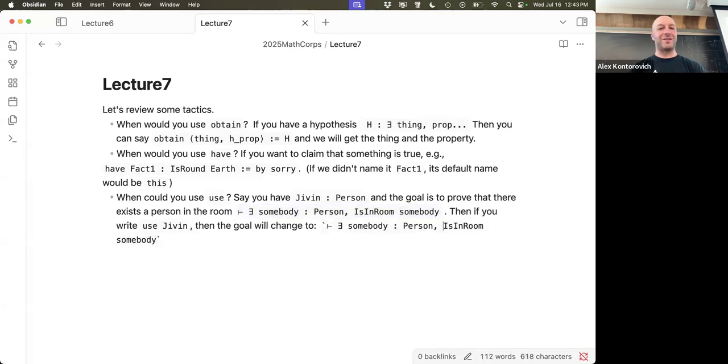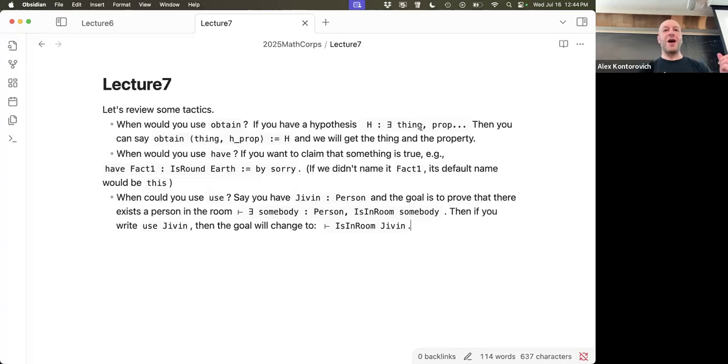Jiven is the person in the room. Exactly. So we're saying not that there exists somebody, but that Jiven is in the room. Does that make sense? Everybody following how use works? Navia, you look sad. Does this make sense? You sure? Okay, let's try another one.